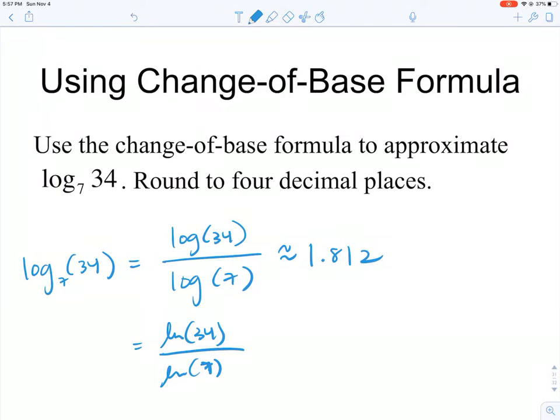Okay, so that's it for section 3.3. Next, we're going to be using these properties and properties of exponents to help us with solving equations.